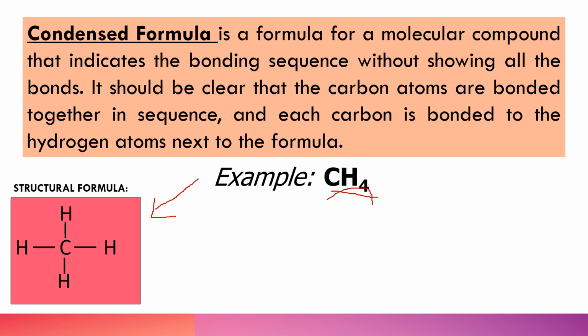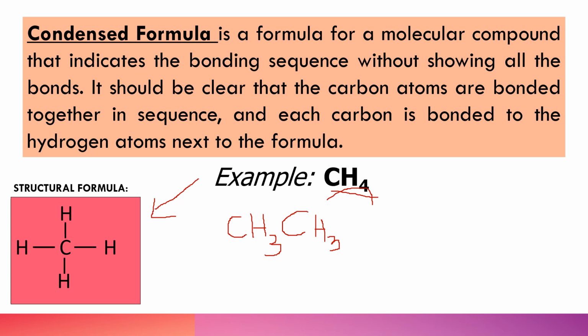So I'll give you another example of condensed formula. We have ethane. Ethane has the condensed formula of CH3, two CH3. So we will write 2CH3. I'm sorry for the penmanship. This is the condensed formula of ethane.